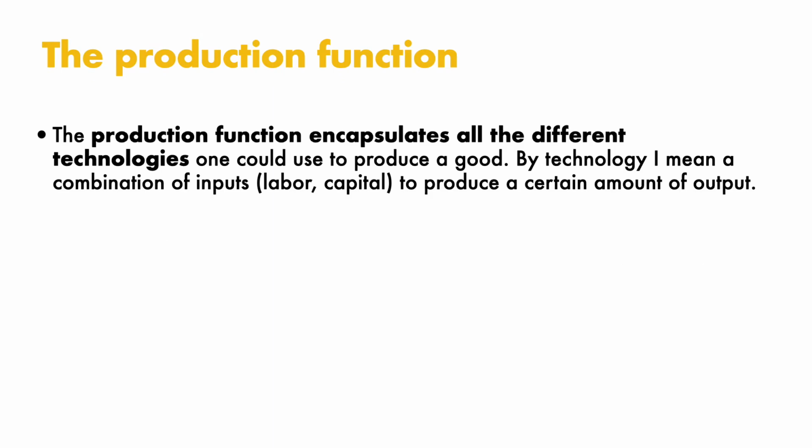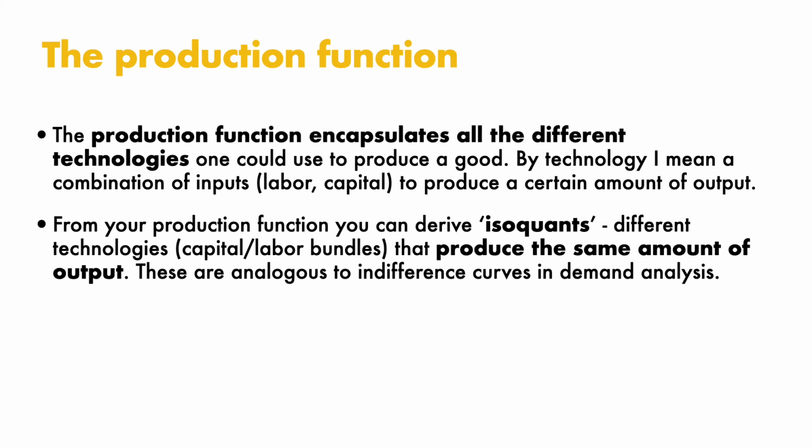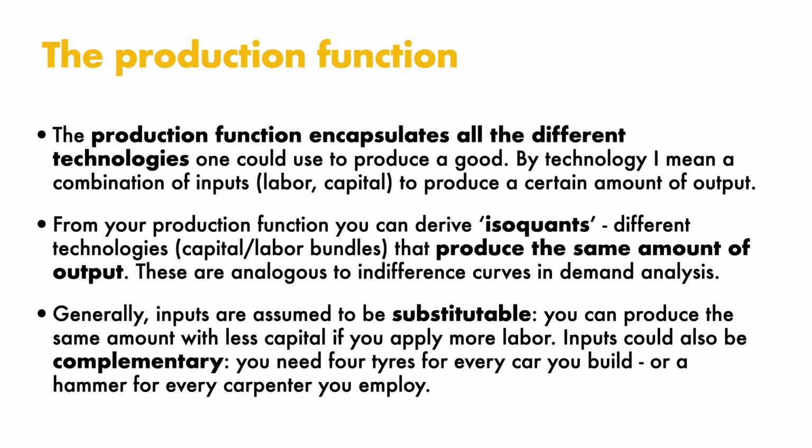The production function for firms is like the utility function for consumers. You plug in a certain amount of capital and labor, and the production function tells you how much you can produce. You then go and choose the technology that has the lowest cost, which depends on the relative productivity of capital and labor on the one hand, and the prices of capital and labor on the other.